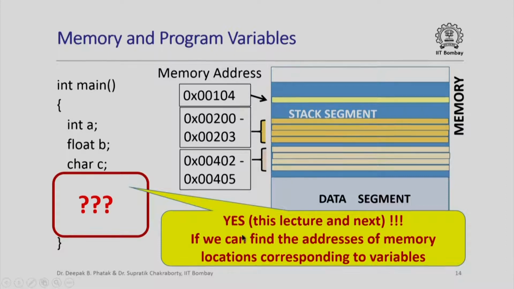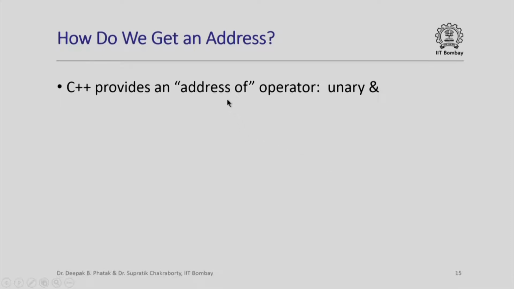But in order to do that, we must first be able to find the addresses of memory locations corresponding to different variables. I must be able to first find the address of the locations corresponding to variable A before I can use that address to access the locations corresponding to variable A. Now, in C++, we have a special operator which I will call the address of operator. It is represented in programs by this ampersand symbol, and it is a unary operator, and we can use this operator to basically get the address of a variable.